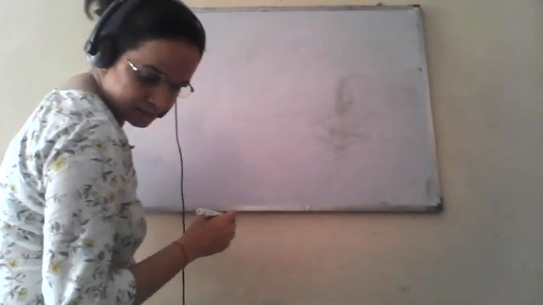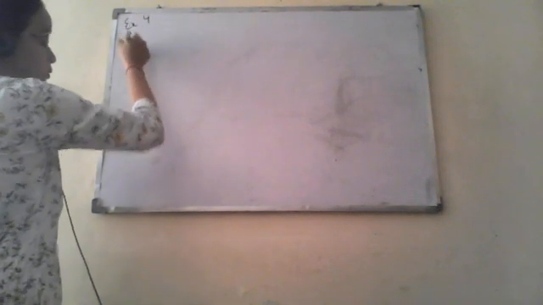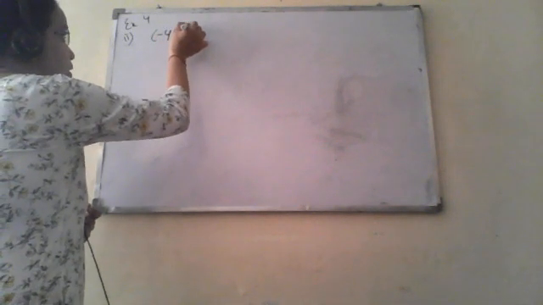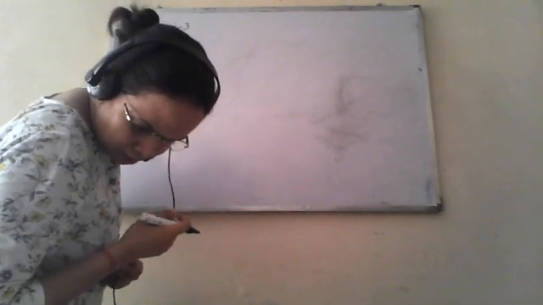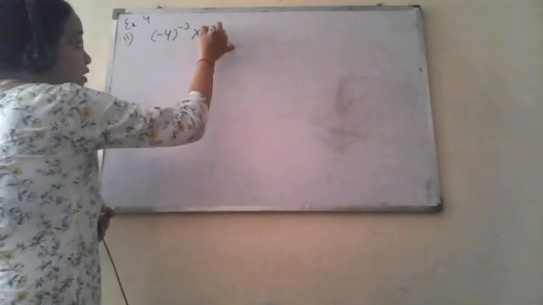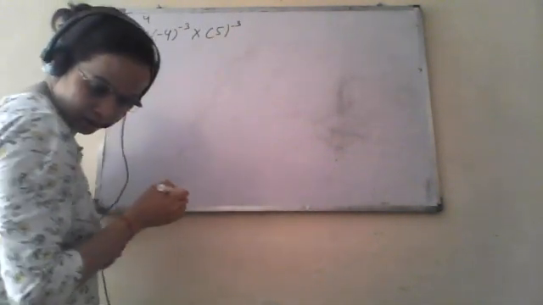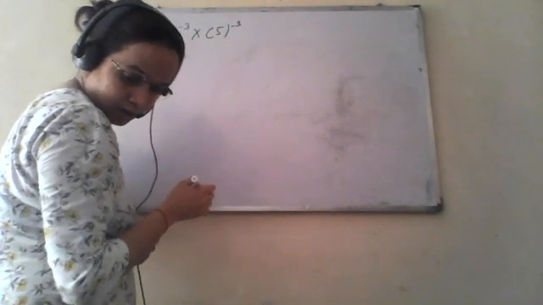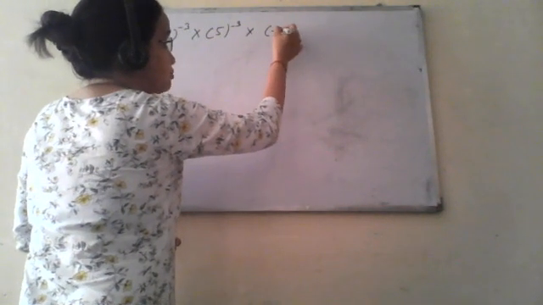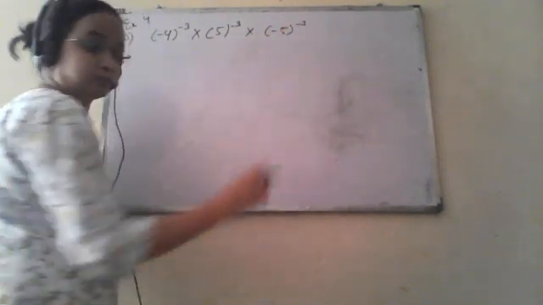Now next part of this example. This is example 4, second part. It is minus 4 to the power minus 3, into 5 to the power minus 3, into minus 5 to the power minus 3. Okay.